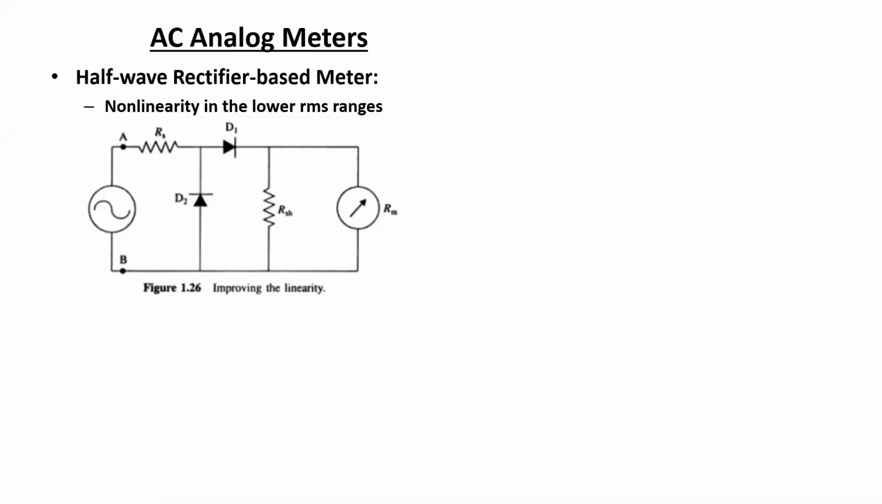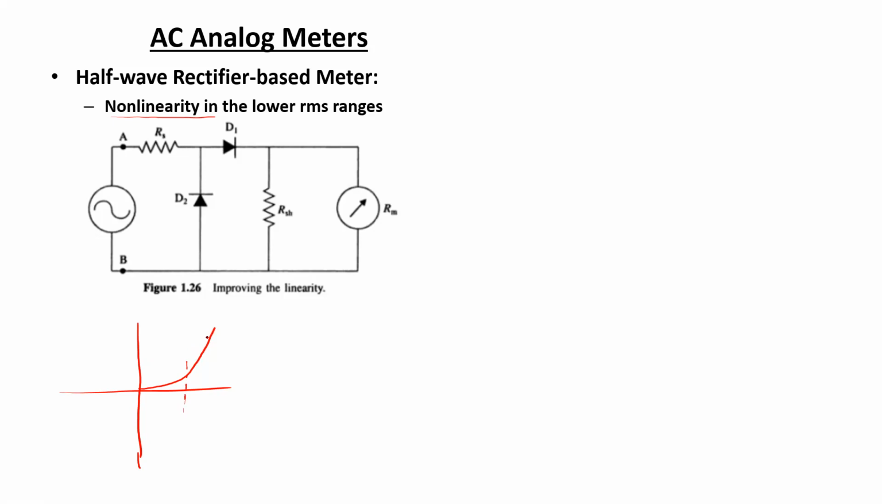Now, another problem about these half-wave rectifier based meters is the nonlinear behavior of the diodes in the lower RMS ranges, or the nonlinear behavior that the diode possesses in its characteristics. Normally we know the diode characteristics to be nonlinear, as shown over here. Let's say I'm only showing the positive half cycle. So the nonlinearity is actually high in the lower ranges, or you can say the lower RMS ranges.